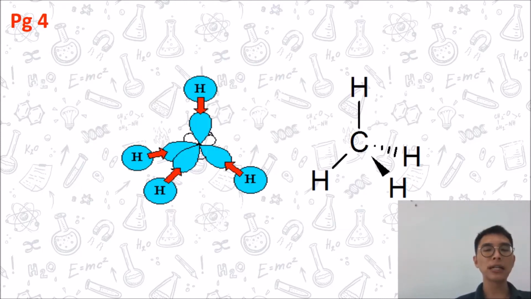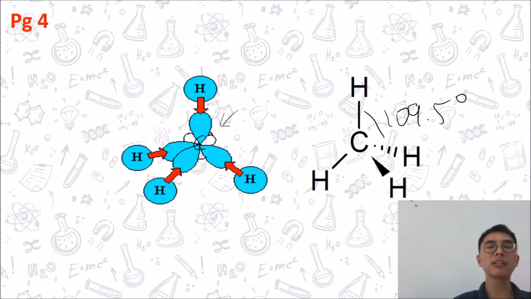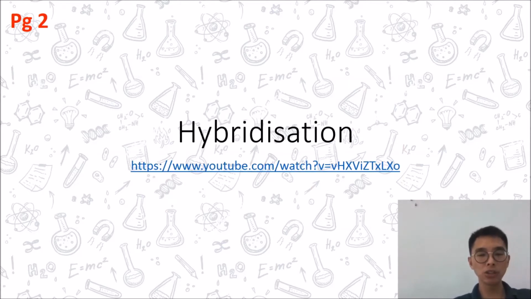Once I have my sp3 hybrid orbitals, this is my carbon. My carbon has 4 sp3 hybrid orbitals. My hydrogen can come in to form my methane molecule, 109.5 degrees away. So no issues here. I'm going to show you a quick video on how this looks.